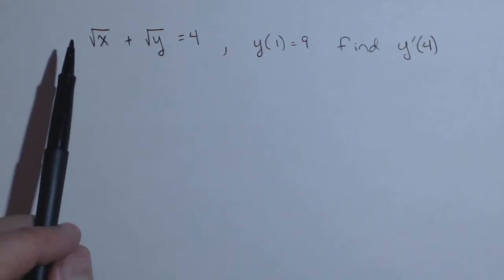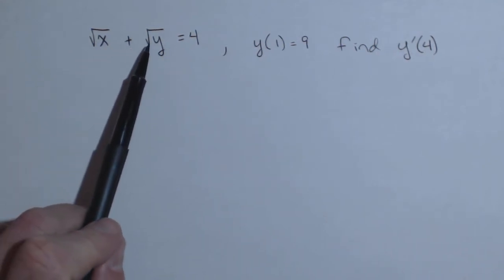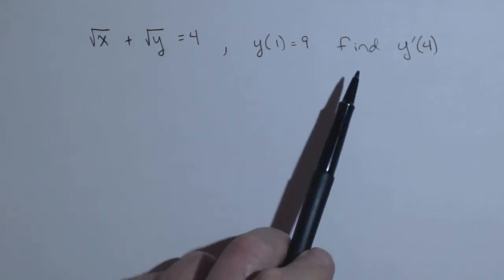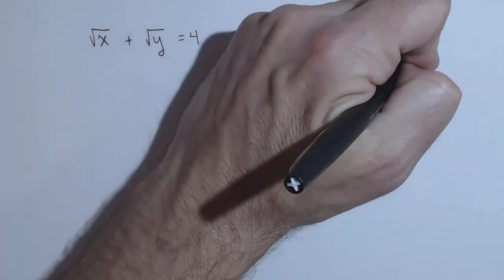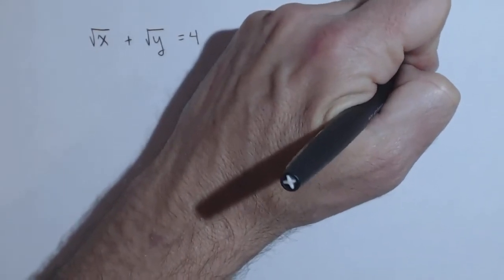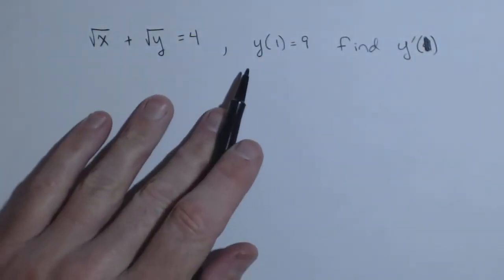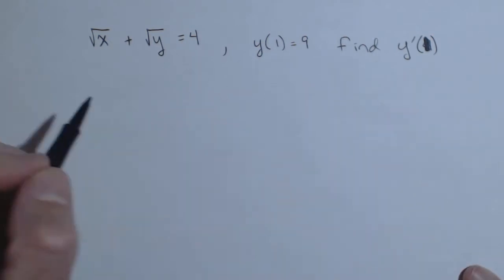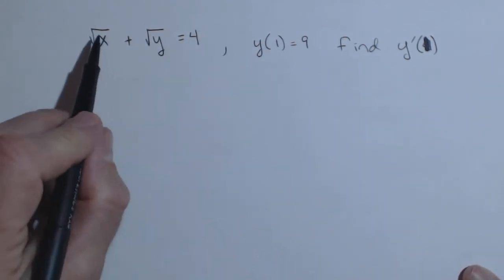So we have the implicitly defined equation, square root of x plus square root of y equals 4. We know that y of 1 equals 9. And we are asked to find y prime of, not 4, but y prime of 1. We could even find the tangent line at that point, but we're going to find the slope of the tangent line when x equals 1, or at the point (1, 9).